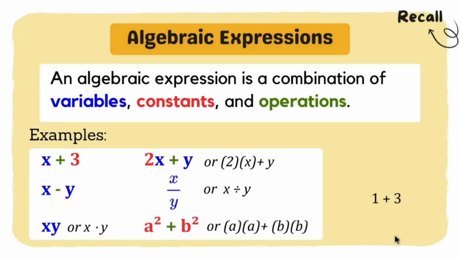And we also have here expressions like 1 plus 3, and then we have 4 plus negative 6. Well, these are just what we call numerical expressions. But are they algebraic expressions? Hindi po. Ang algebraic expressions, it should have variables, constants, and operations.